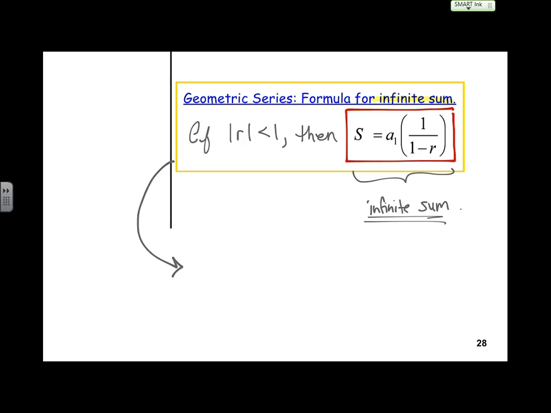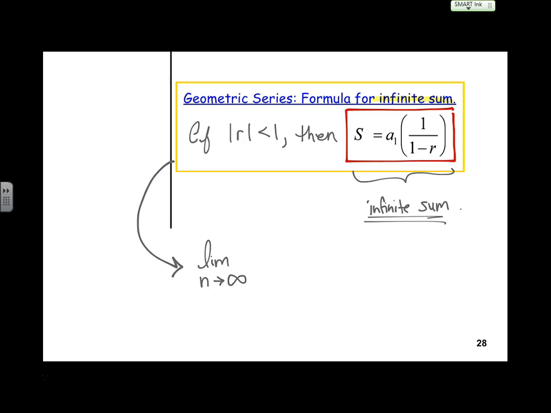Why does r to the n disappear? This is why. There's a spiffy mathematical notation called lim, and some of you might have seen your friends in calculus writing lim. What it means is the limit. The limit as n goes to infinity.